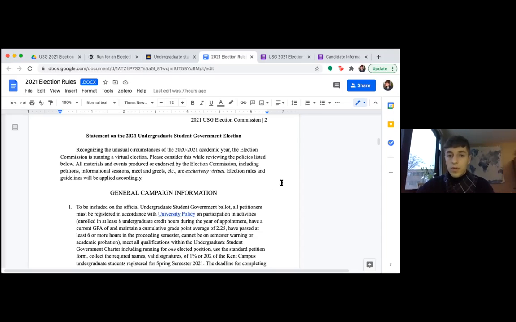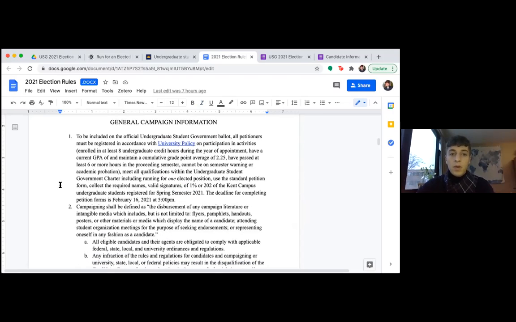So first and foremost, you want to understand what petitioning looks like and what setting up a campaign looks like. So again, the election is exclusively virtual. That's a little statement up there. And then we go down to the information that's included about every year.